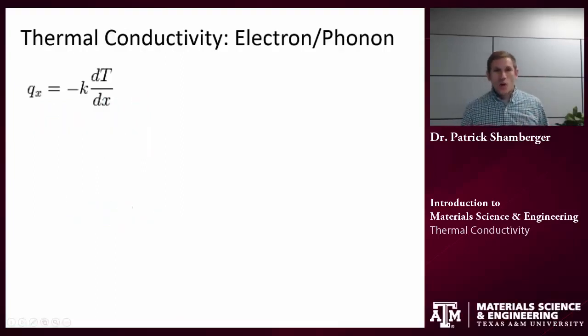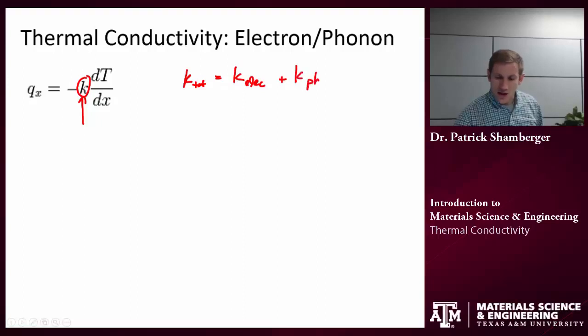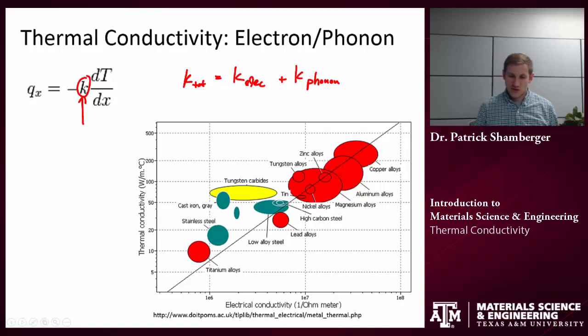Okay, so what goes into the thermal conductivity? Again, we're just focusing on this proportionality constant. And it turns out that there are a couple main contributions, and we can think of them as being fairly additive. So there's an electronic contribution, and there's a contribution from what we call phonons. So let's talk about each of these individually. First, let's think about the electronic.